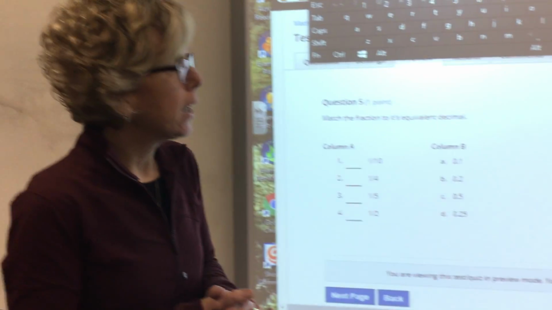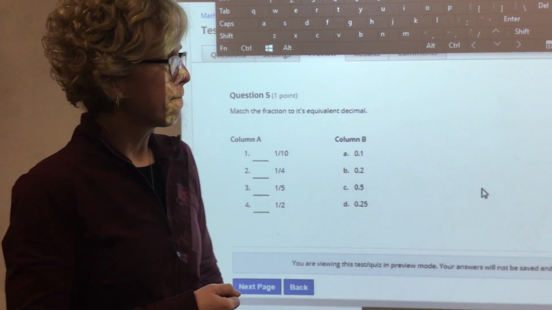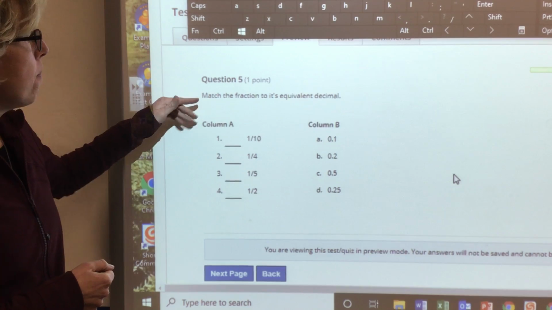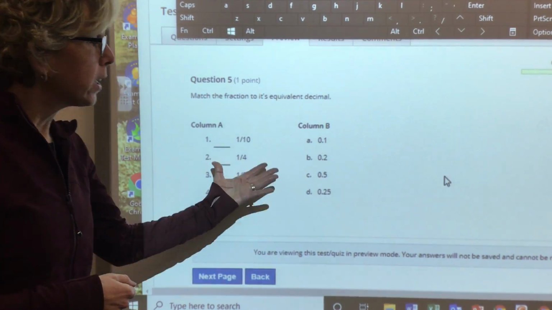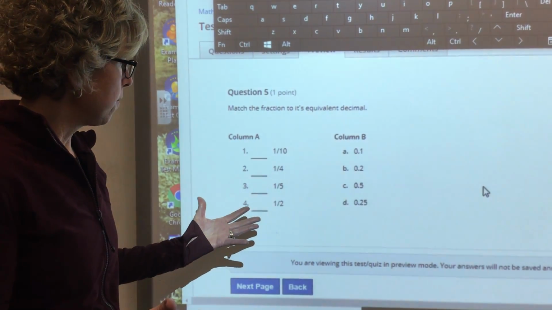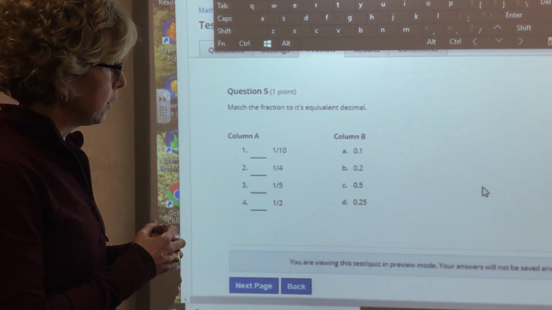All right, boys and girls, we are going to continue reviewing test number 3. For this problem, it's asking you to match the fraction to its equivalent decimal. Now, as I look at some of these, we know from our experience in 5th grade, some of these we just know in our minds. We've got those memorized, and that's a really good thing.